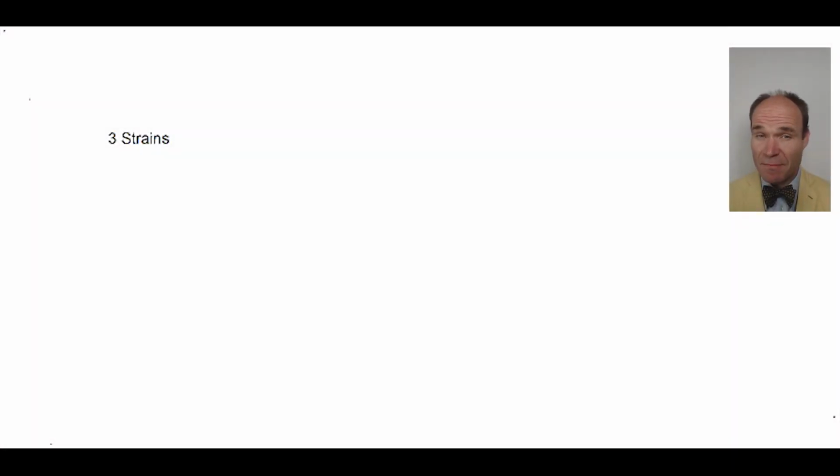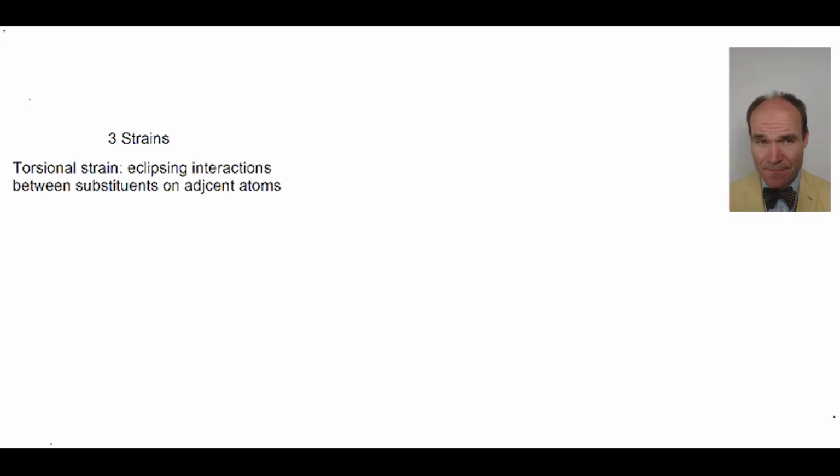There are three types of strain we need to be thinking about when explaining higher energy present in ring molecules. The first is torsional strain. This is found where substituents have eclipsing interactions with other substituents, and it's in part due to the electrons in the bonds of the substituents being repelled by the electrons in another bond of another substituent.